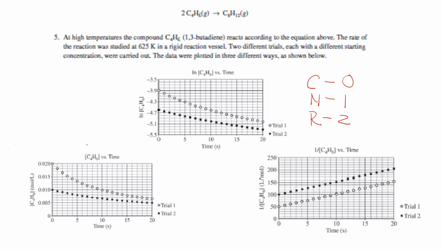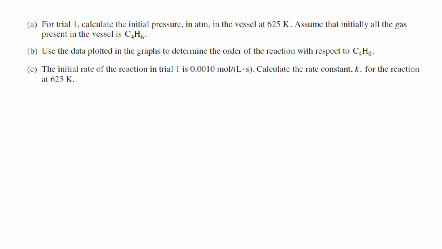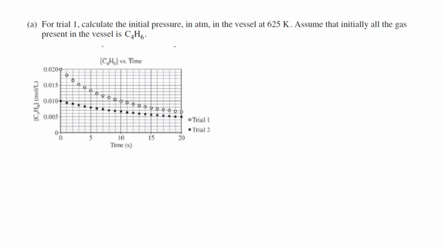So let's take a look at this problem. It has 3 parts to it. I have all 3 parts initially. We're going to break them down one at a time. But in part A, they are asking for the initial pressure of the reactant. Part B, they want to know the rate law based upon the graphs that you saw. And in the final one, they want you to calculate the K value.